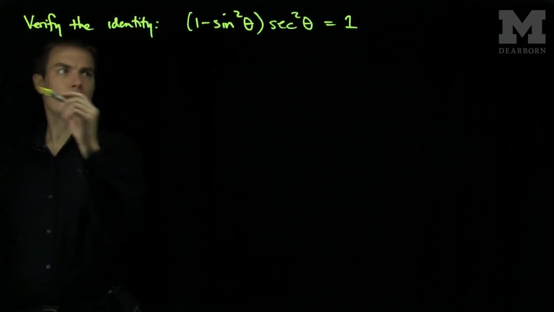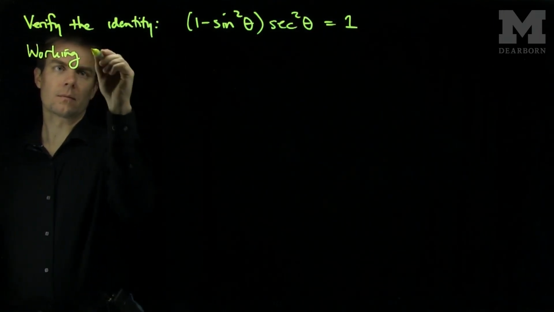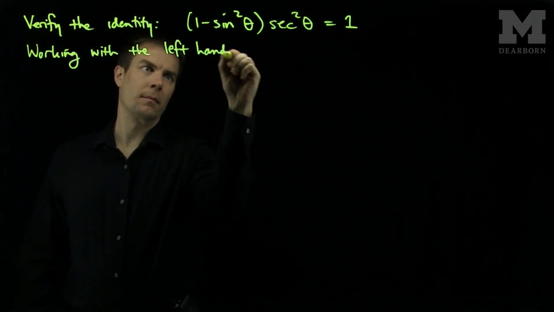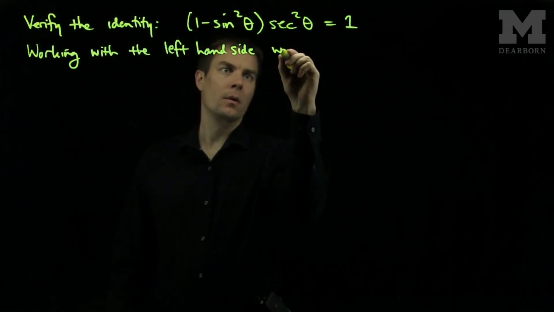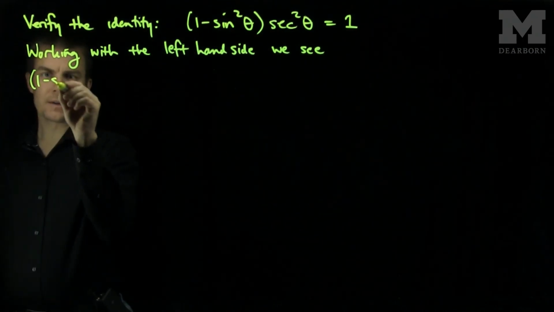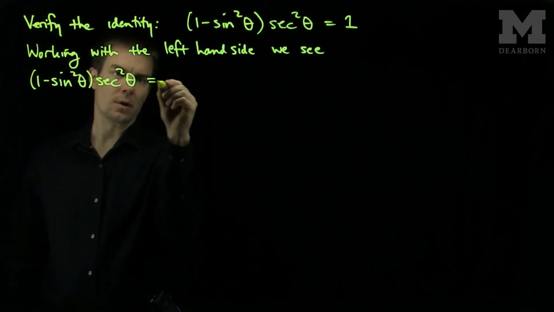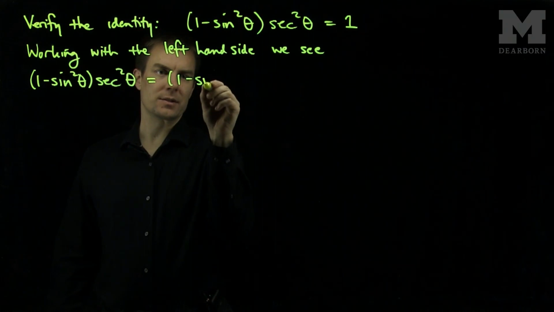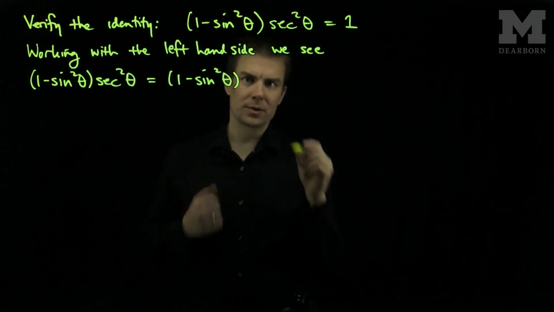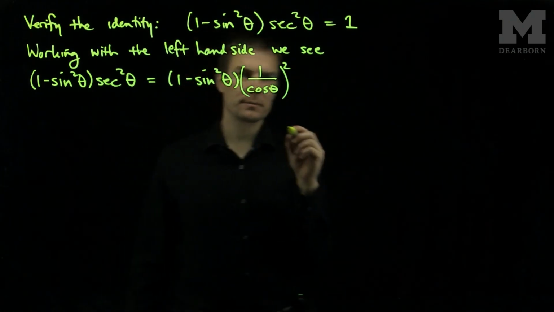To verify this identity, we always work with one side of the equation. Working with the left side of the equation, we see the left-hand side is 1 minus sine squared theta times secant squared theta. We can write this as 1 minus sine squared theta, and then secant theta is the reciprocal of cosine, so this will be 1 over cosine of theta squared.